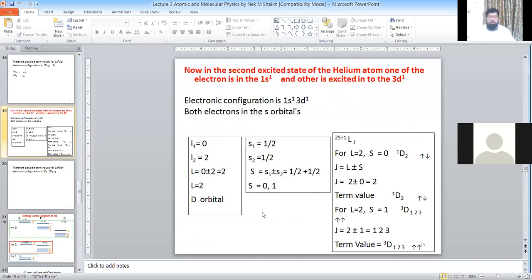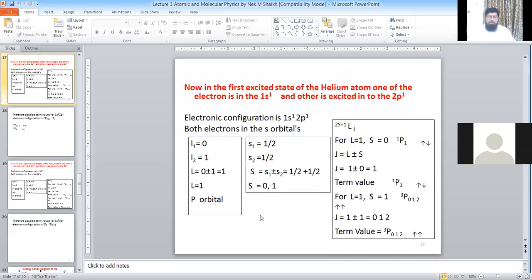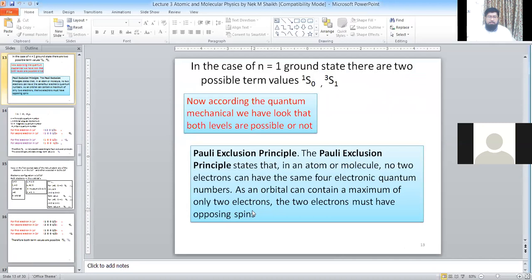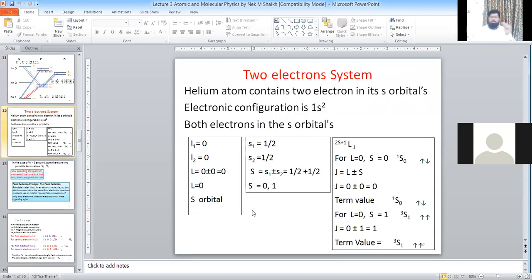So yesterday we stopped here. What is the LS coupling of the helium atom? I'm just repeating one or two steps. Here, let's say in the helium atom, a 2-electron system, if both electrons are in the n equal to 1, s2 orbital, the angular momentum of both electrons is 0. The spin of both electrons is 1/2.